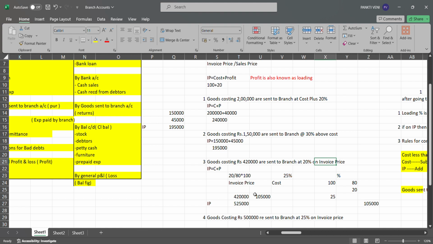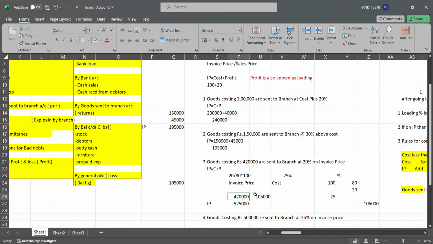So how to calculate? We have to convert this 20% on invoice price to a percentage on cost price. So we have 20 by 80 into 100. When the percentage is given on invoice price and we have to calculate on cost price, we subtract: 100 minus 20. So 20 by 80 into 100 is 25%, so 25% on cost. 4,20,000 into 25% gives 1,05,000. So 1,05,000 will be our answer.